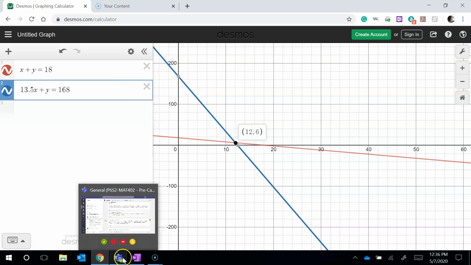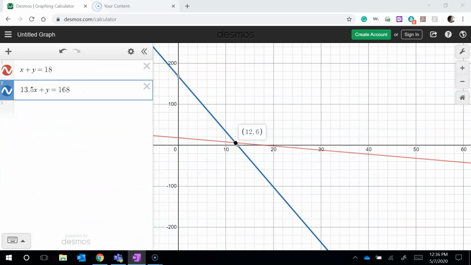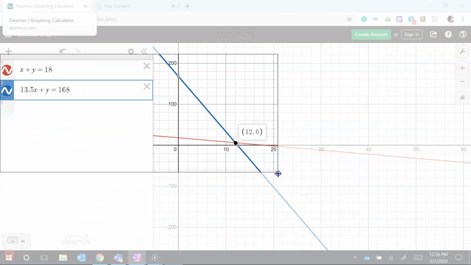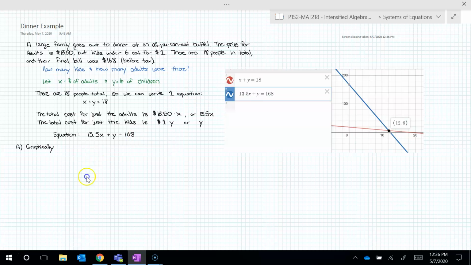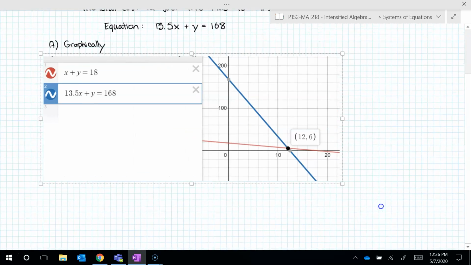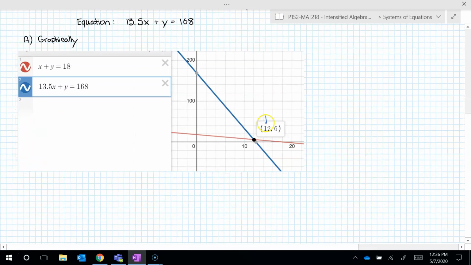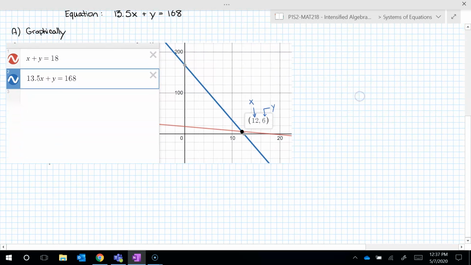So let's go back to here again. I'm just going to take a little screenshot of that so I can see. Here's my piece there. Oh, it went way over here. There's my solution to this system, that x is 12 and y is 6, and we said that x was the number of adults and y is the number of children, so therefore I know there were 12 adults and 6 children.